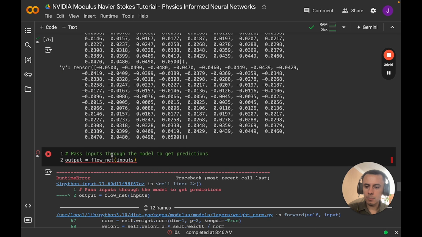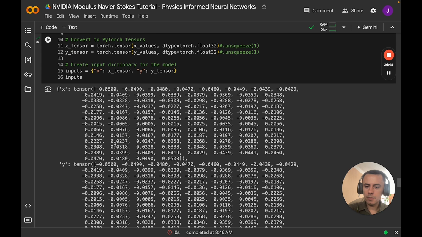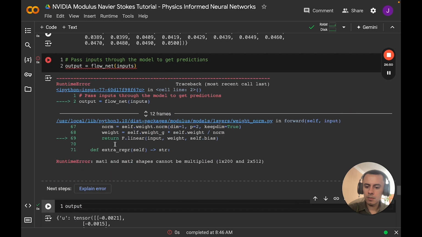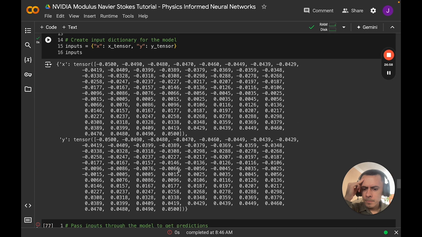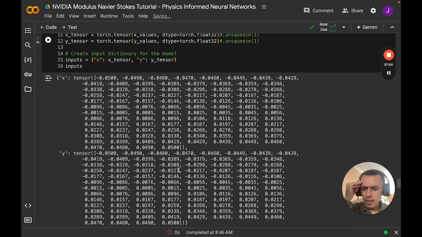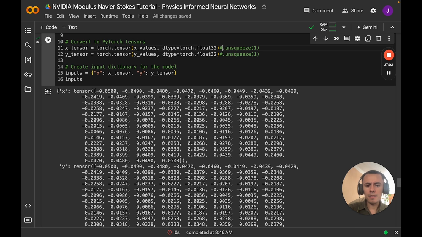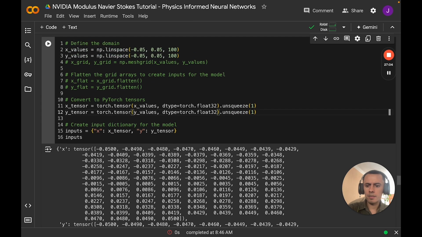Yeah, the squeeze is important. Why is the squeeze important? Mat 1 and mat 2, the matrix shapes cannot be multiplied. The squeeze. I invite you to remind me in the comments why I need a squeeze here.